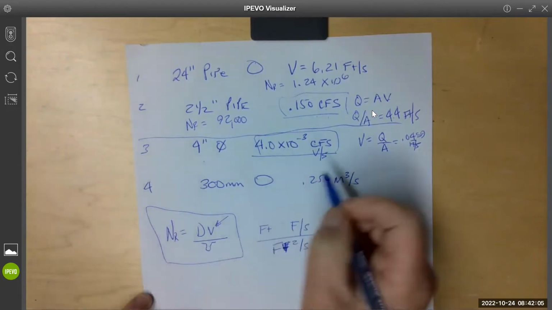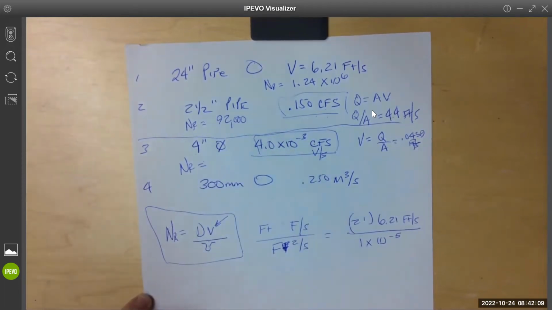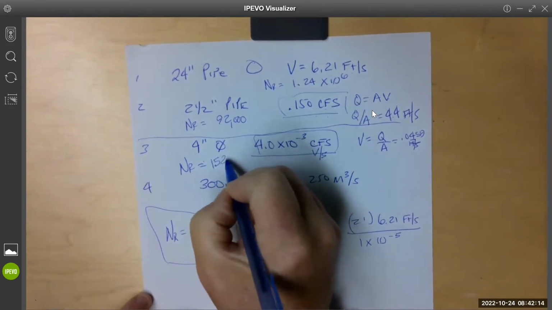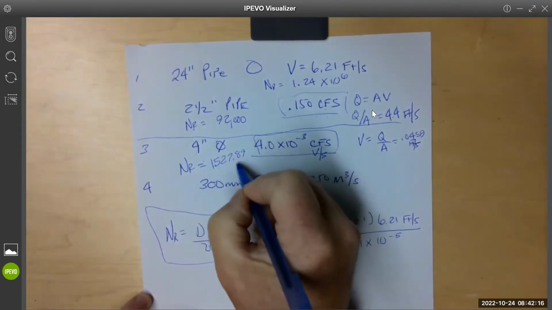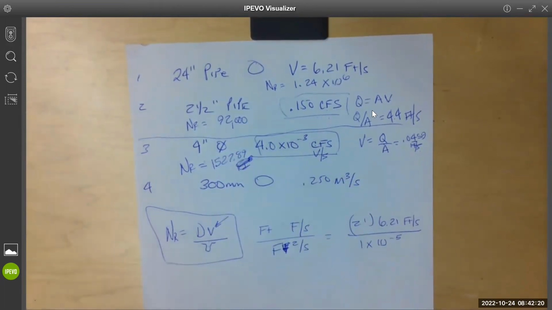What'd you get for the Reynolds number of 3? 1527. Sorry, unitless. So that's under the 2000, so that's laminar flow. Slowly moving along.